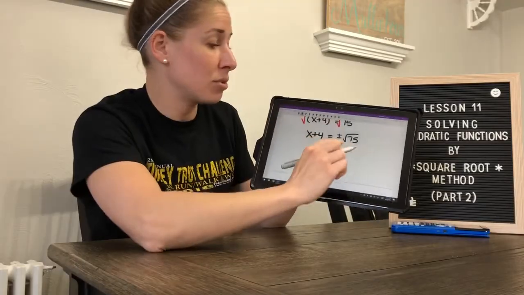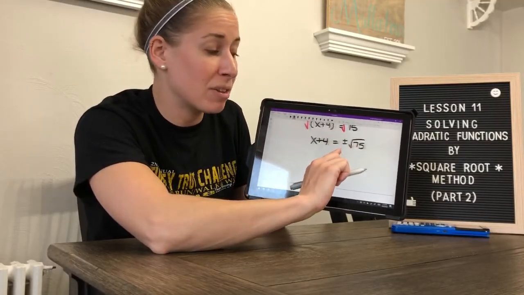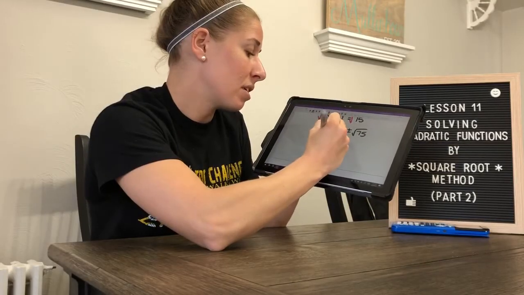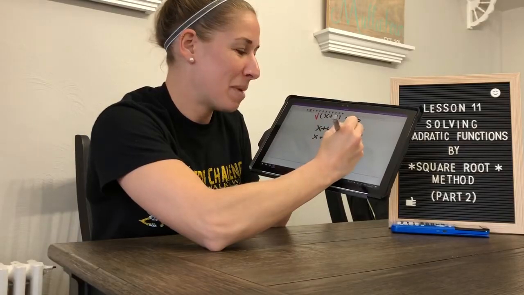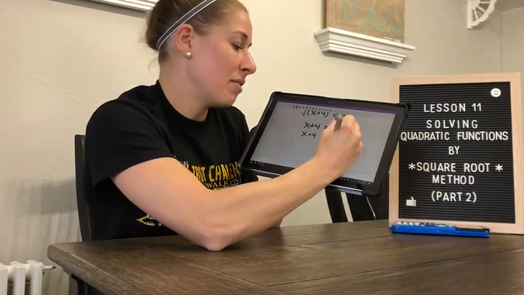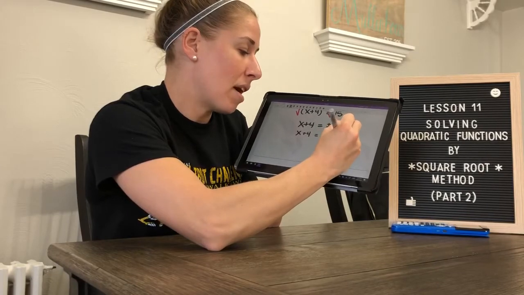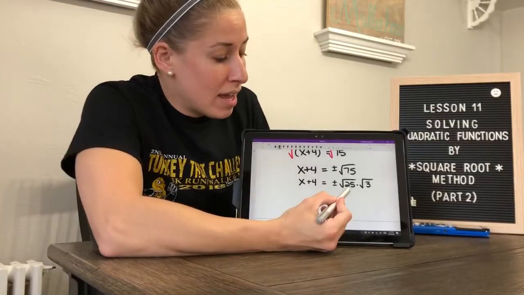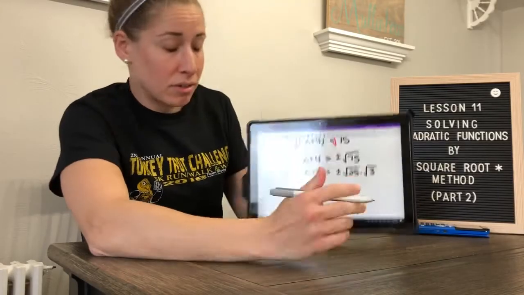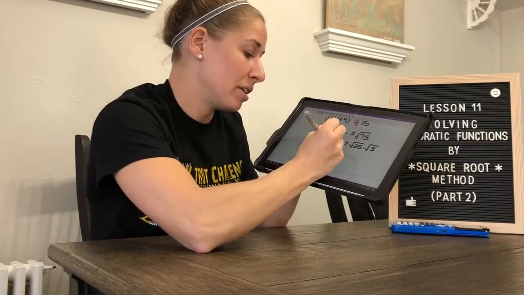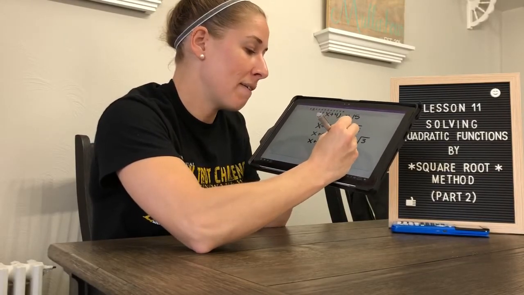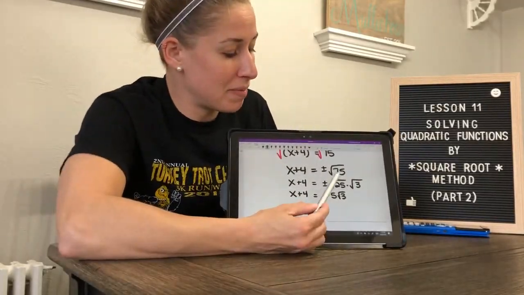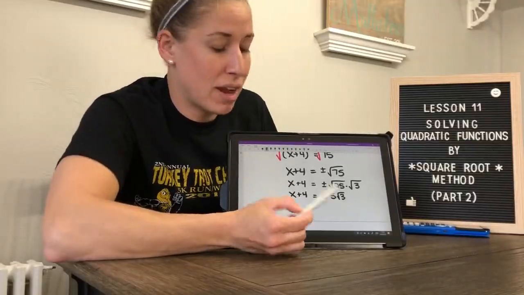Again, the plus or minus is going to stay in front of the radical because we're just rewriting what this looks like. We're not changing its value. We're just rewriting it by simplifying it. So x plus 4, I'm just going to leave that be for now. The square root of 75, the biggest perfect square factor was 25. So we've got the square root of 25 times the square root of 3. That simplifies to just 5. So I'm going to rewrite this again. X plus 4 is just chilling. Plus or minus 5 times the square root of 3. Okay, so what we've just done there is we've simplified the square root of 75 into 5 radical 3.